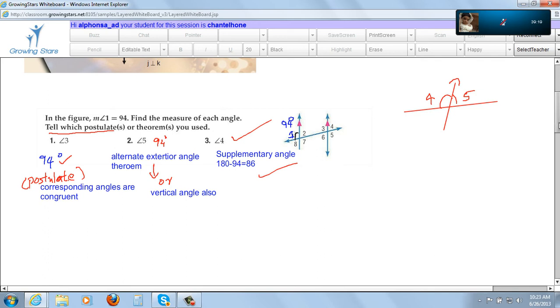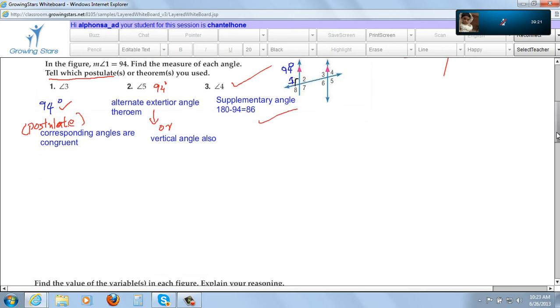Find the value of the variables in each figure. Explain your reasoning.